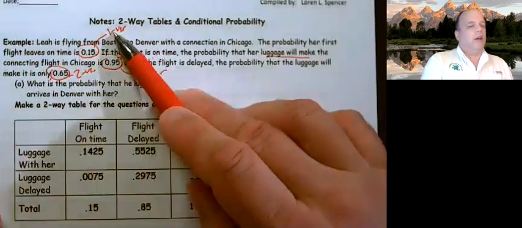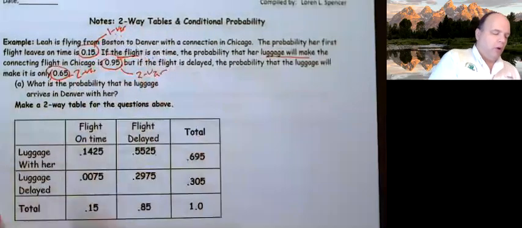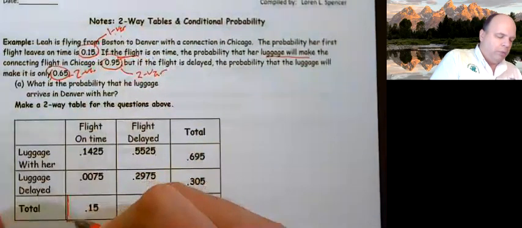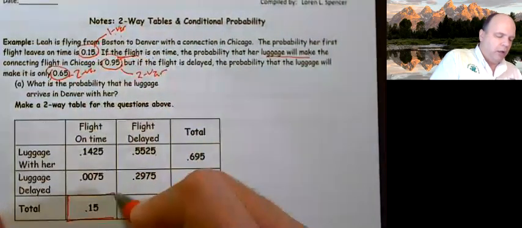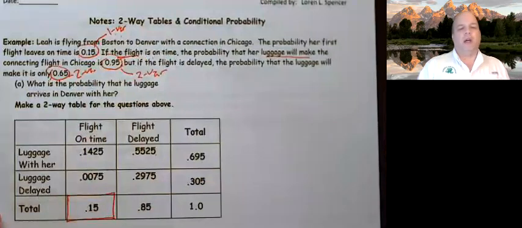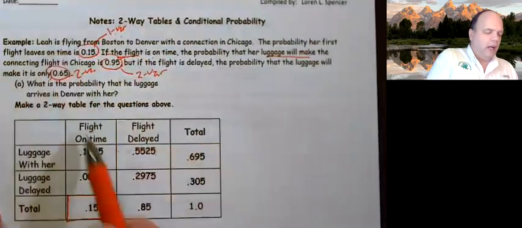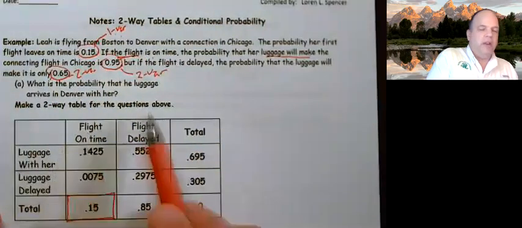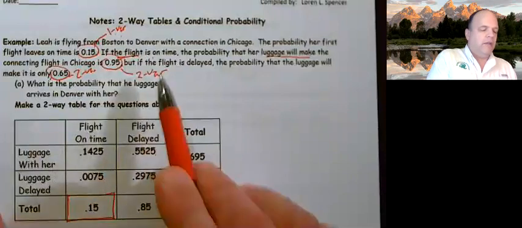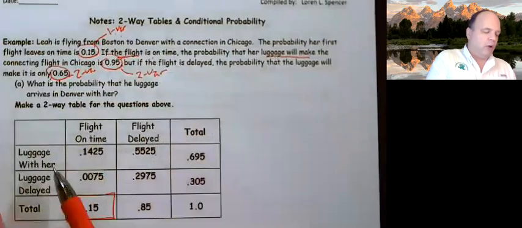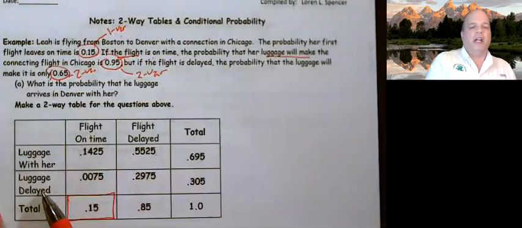Anytime, once you have determined that variable, always put it in this part of the table every single time. So every time that goes there, and that was associated with flight on time, so FO, flight on time. The other would be flight delayed. The other variable we talked about was luggage, so her luggage makes it or her luggage is delayed.